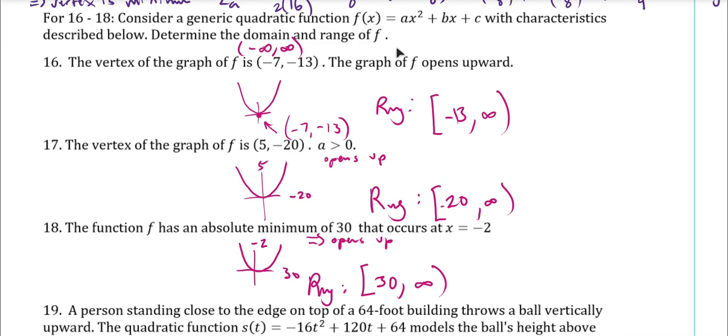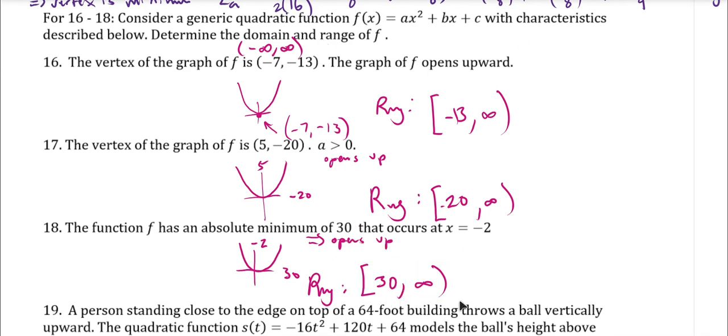Problems 16 to 18 ask us to find domain and range for f given certain characteristics. Well, the domain, again, will always be negative infinity to positive infinity for anything that looks like this. If the vertex is here and it opens up, then negative 13 is our lowest value, and so our range would be here. If the vertex was at (5, -20), and a opened up, then we would find this to be our lowest value of the range. And likewise, if we were talking about an absolute minimum, that's just another way of saying that the parabola opens up. And if this is our minimum value, then our range is going to go from 30 up to infinity.